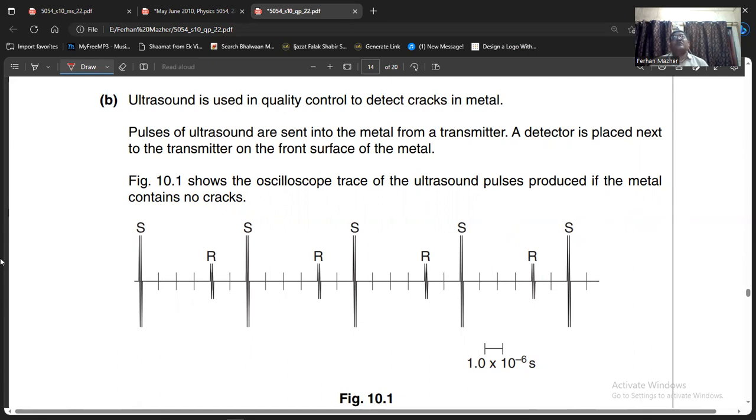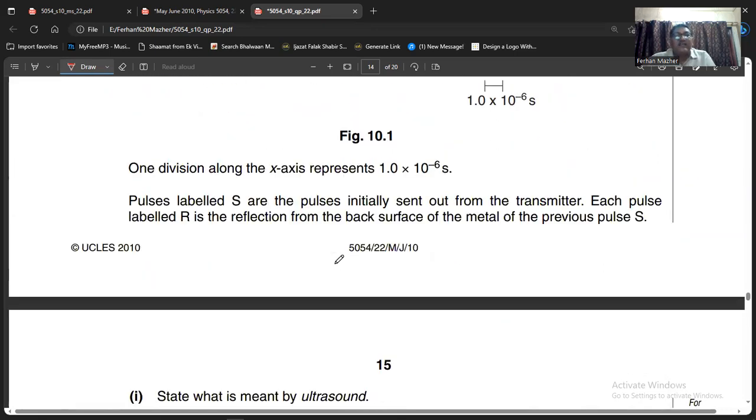So if there are no cracks, this is the main pulse you have sent, and this is the reflected echo: main pulse, reflected, main pulse, reflected, main pulse, reflected. Each division here represents 10^-6 seconds. One division along the x-axis represents 1 × 10^-6 seconds. Pulses labeled S are the pulses initially sent out from the transmitter. Each pulse labeled R is the reflection from the back surface of the metal of the previous pulse S.